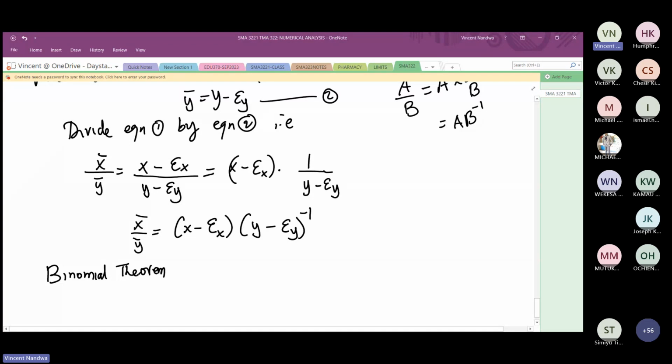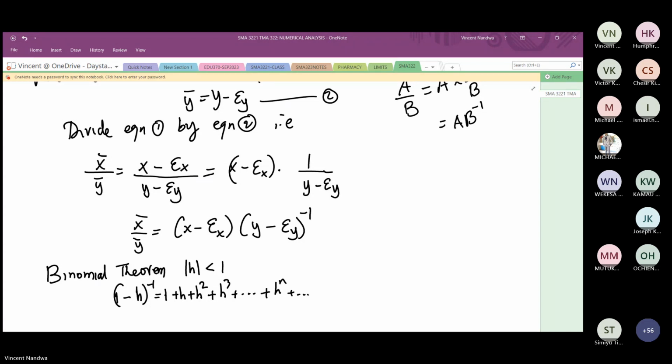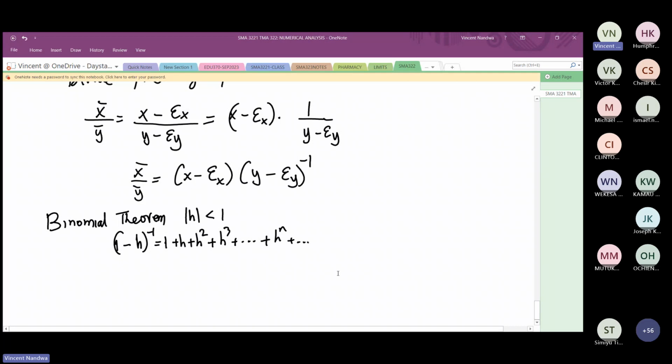It states that if the magnitude of h is less than 1, then (1 minus h) to the power of negative 1 is the same as 1 plus h plus h squared plus h to the power of 3 plus up to h to the power of n. You know this from the binomial theorem, eh? Yes. So now you see, I can play with this.